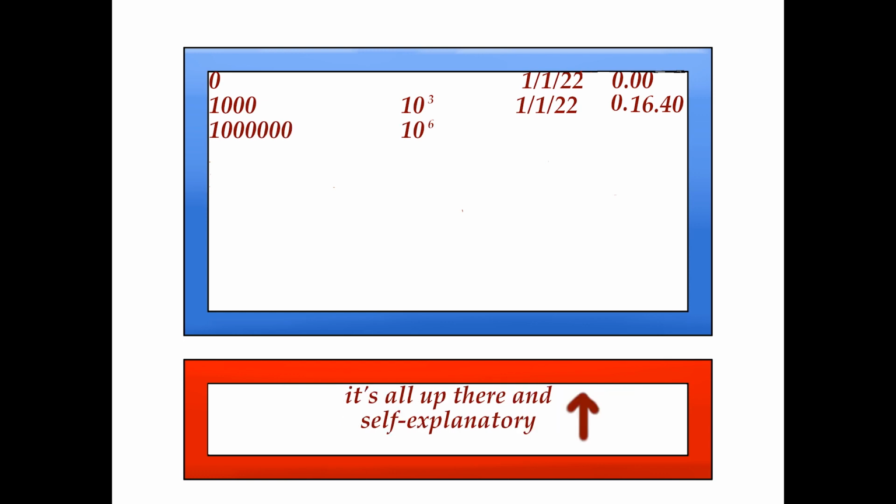To get to 1,000,000 is going to take us till 13:46, quarter to 2ish in the afternoon on the 11th of January.